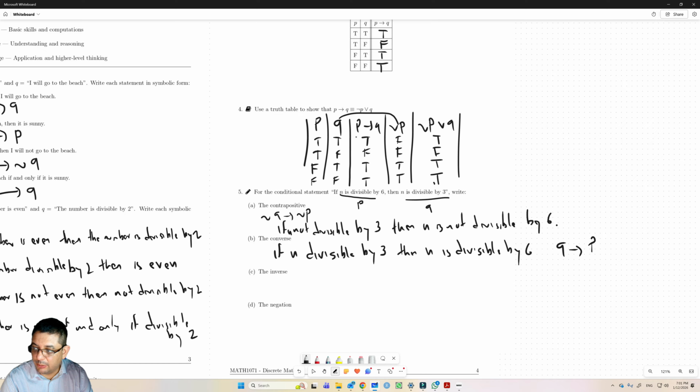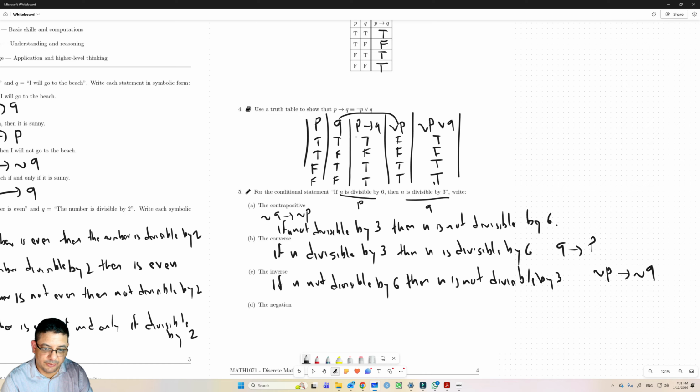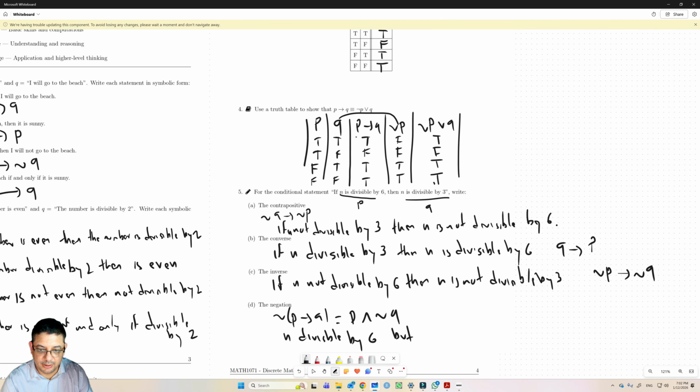Now, the inverse will be: if n is not divisible by 6, then it's not divisible by 3, which is a statement of the sort not P implies not Q. And of course, the negation of P implies Q is that we have P and we don't have Q. So we could say n is divisible by 6, but not divisible by 3.